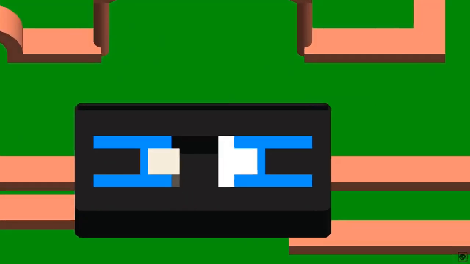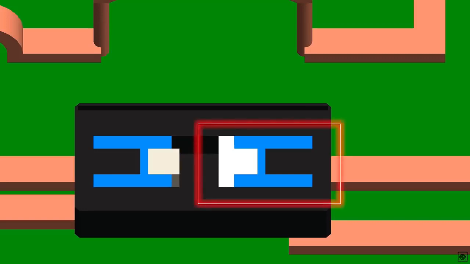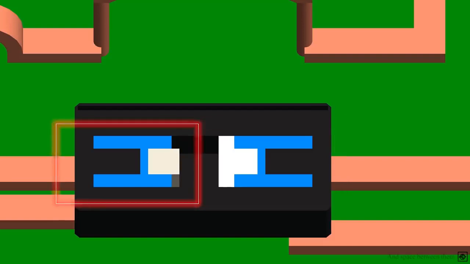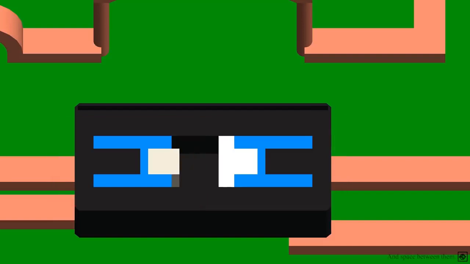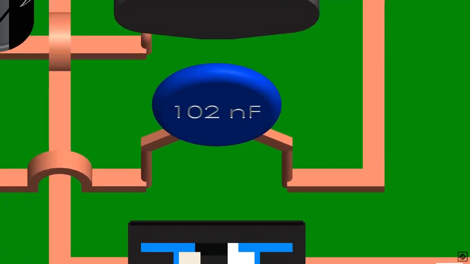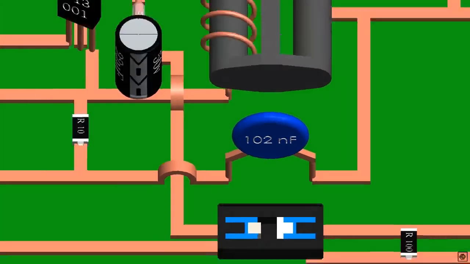This is an optocoupler. It is used for transmission of signal without contact. On the right side we have an infrared LED and on the left is a phototransistor. When the LED turns on, its light turns on the base of the phototransistor, turning it on. This capacitor is of 102 nanofarad, used for safety purposes. It is connected between primary and secondary grounds to stop electromagnetic interference.